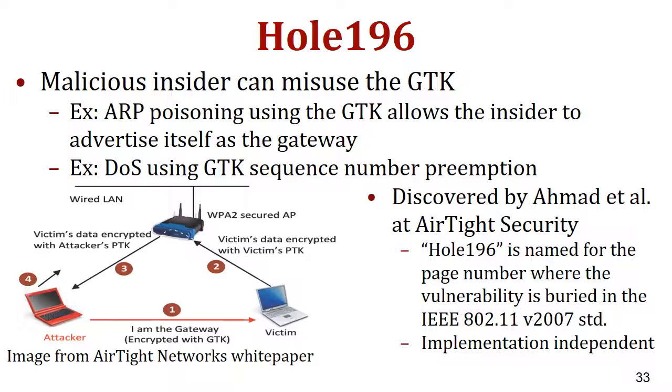I think I have given reading material, so there are lots more details described on how to do ARP poisoning, and how exactly this attack happens that can trick the victim into believing that the attacker is a gateway and communicating with the attacker. The name Hole 196 is actually taken from the page number where the vulnerability is buried in the 11i standard. And it's a general problem.